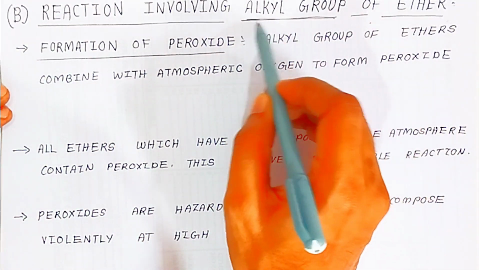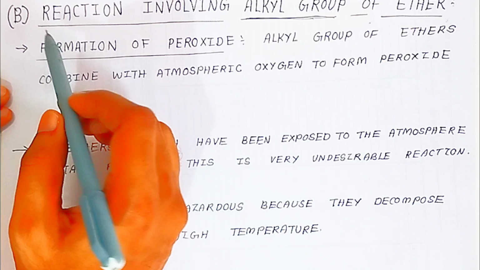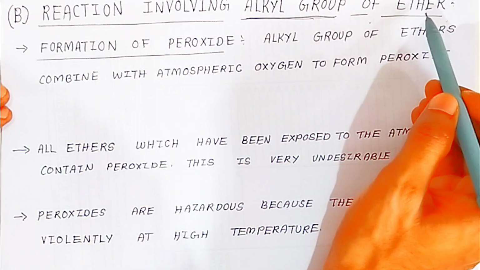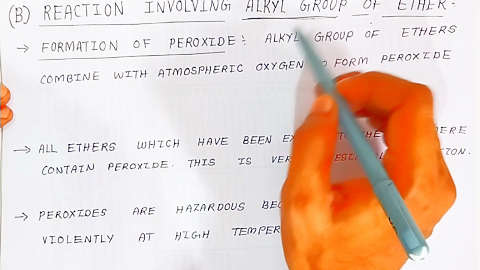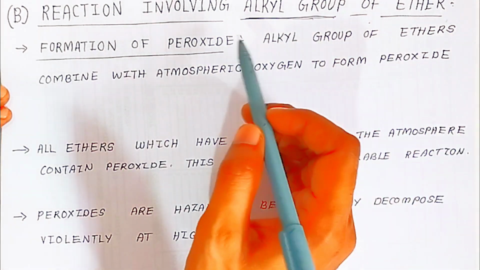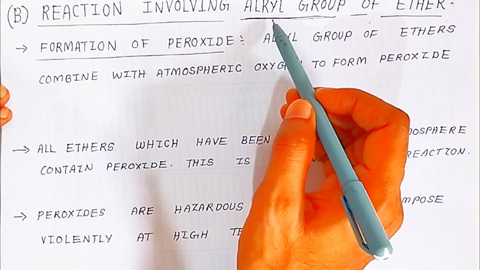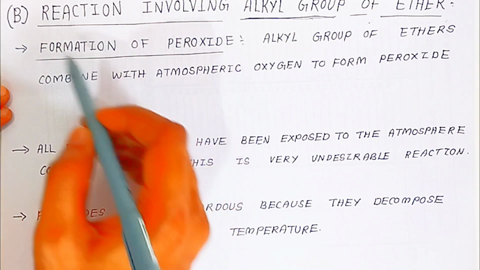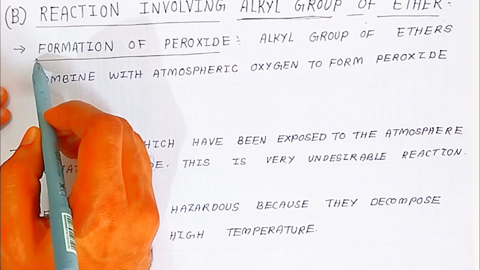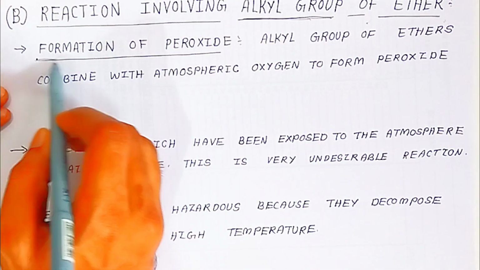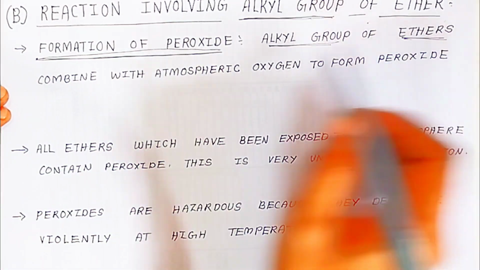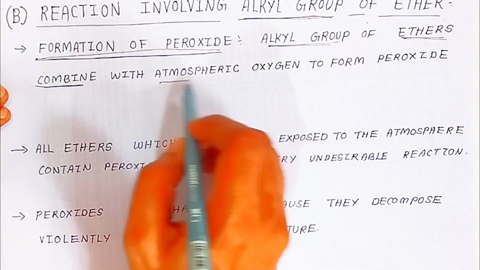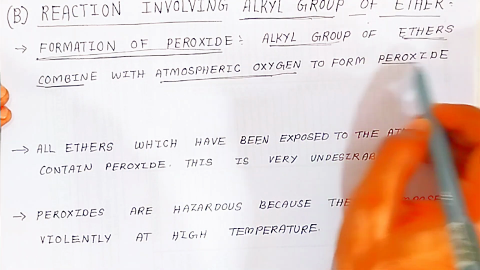Second students, the reaction involving the alkyl group of ether. Okay students, only the alkyl group will participate in it, that is why it is called the reaction involving the alkyl group of ether. Ether has 2 valencies, and both valencies are occupied by alkyl groups. Now only the alkyl group will participate in the bonding. Now students, how is it involved? When the alkyl group of ether is involved, it will form a peroxide. The alkyl group of ether combines with atmospheric oxygen, and it forms a peroxide.